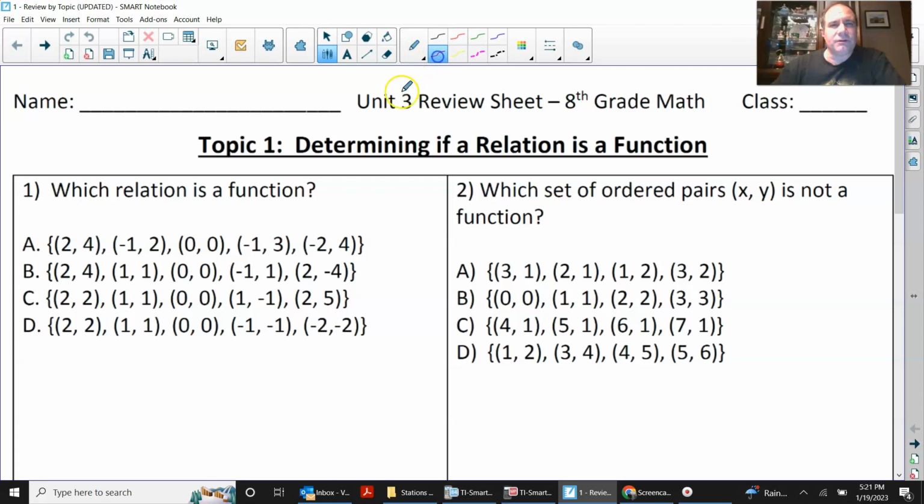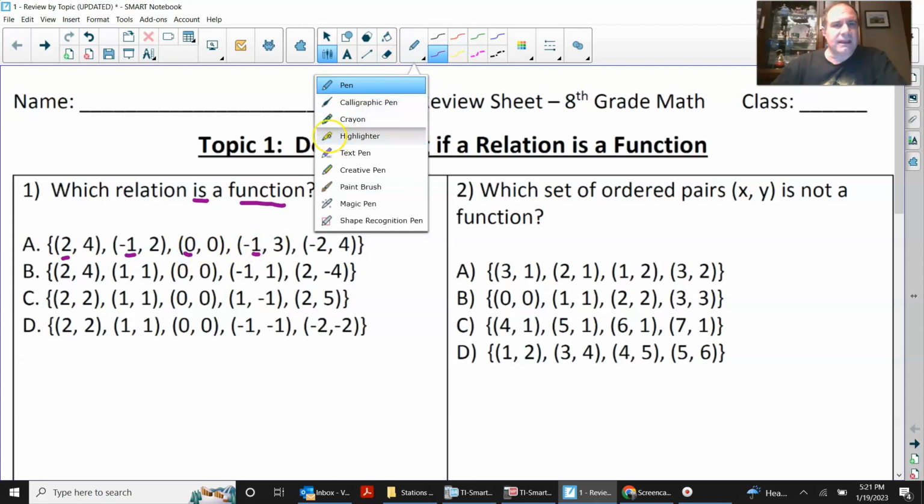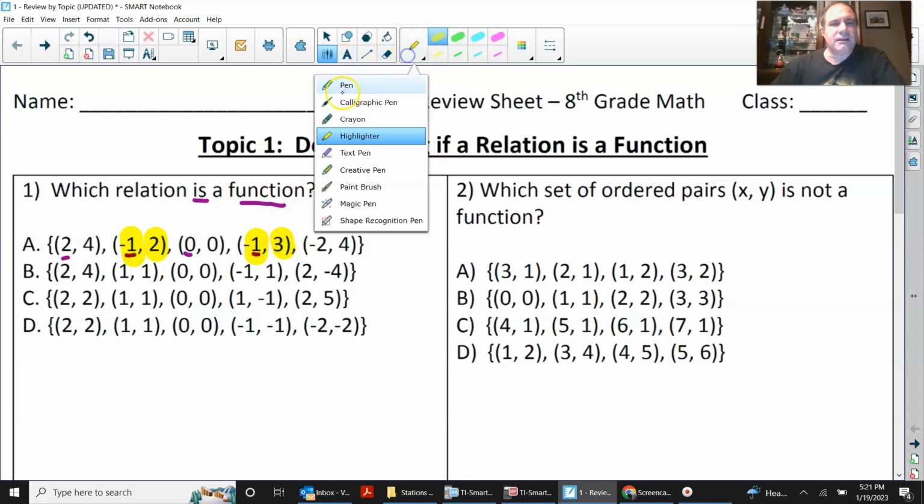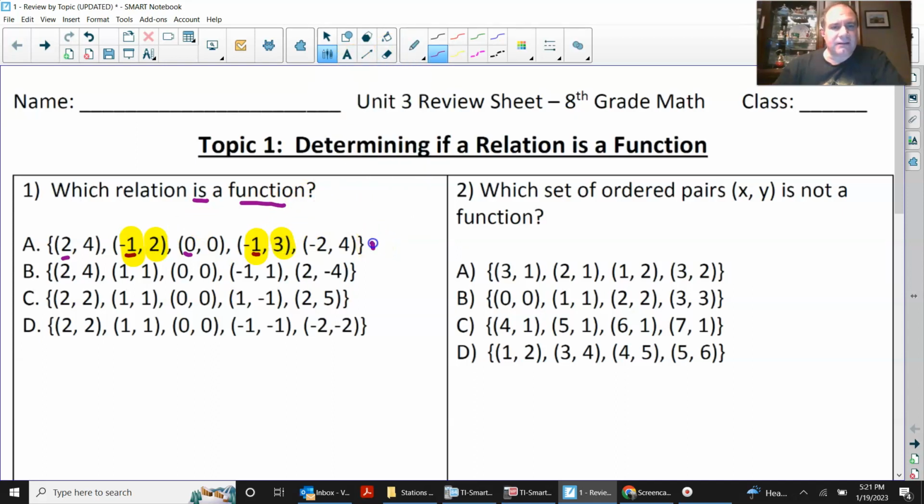Just important to say, okay, it's looking for a function, right? So I'm just going to underline the x's, because if the x repeats, normally it's not a function. All right, so we're going to go negative one, zero. There we go. Negative one and negative one. Those x's repeat and they go to different y values. So right there, you could say that is not a function. And they're looking for a function, so we're going to cross out A.